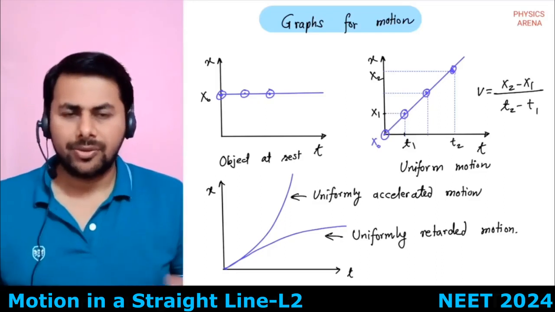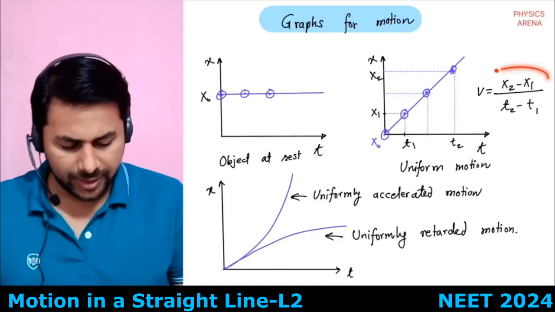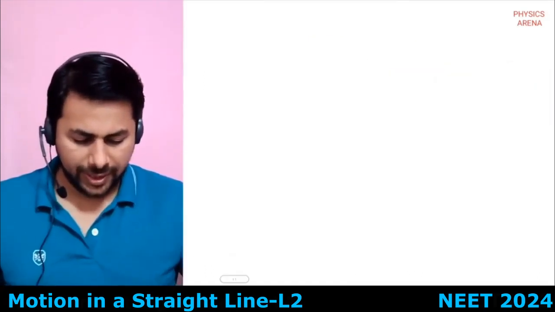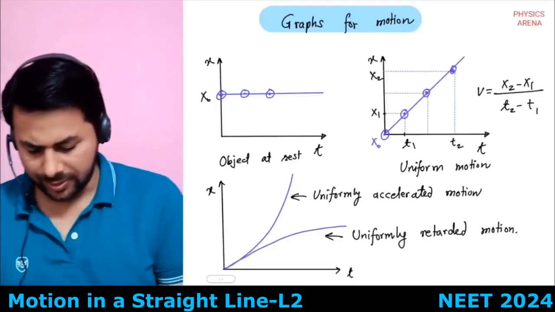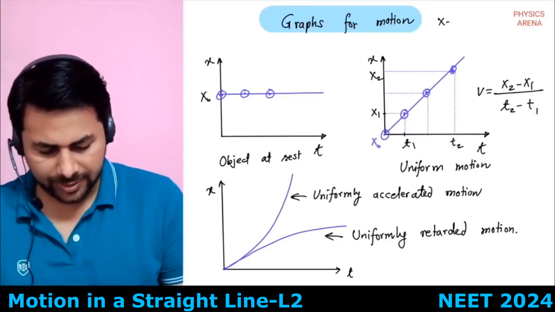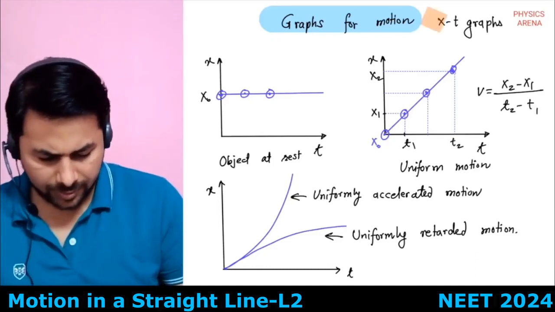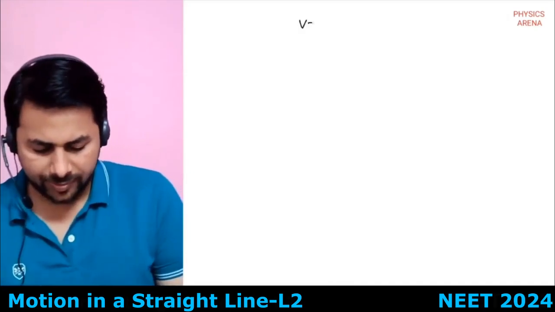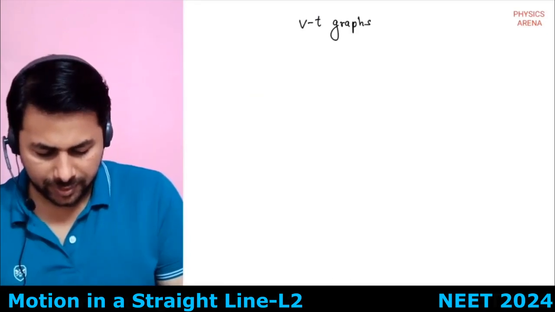So these are position versus time graphs. And what do you get from the position versus time graphs? You get the velocity. Next, let us talk about the velocity versus time graph. So these are xt graphs. Next, let's talk about the vt graphs, velocity versus time graphs.